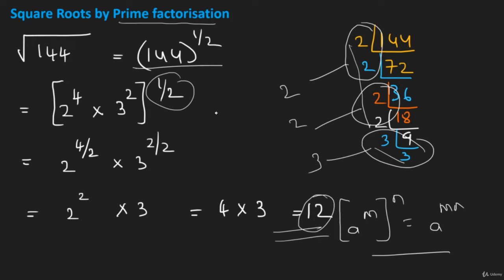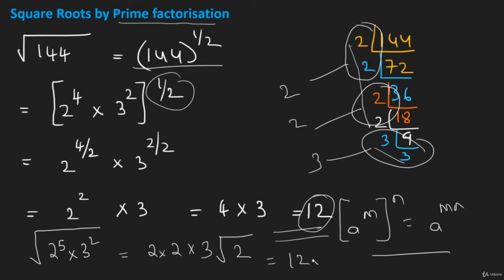Now imagine you were trying to find the square root of 2 to the power 5 into 3 square. Over here you can see that you have only 5 2's, right? So you can only take out 2 2's, that's 2 into 2. You can take out 1 3 because you have 2 3's, into 3, and you are still left with square root of 2. So the answer over here will be 12 root 2.